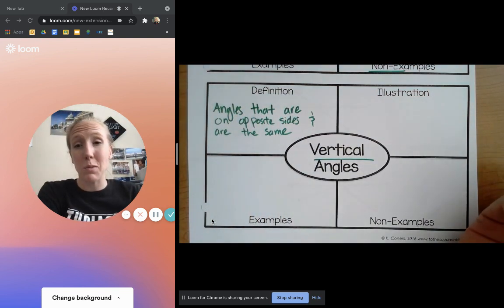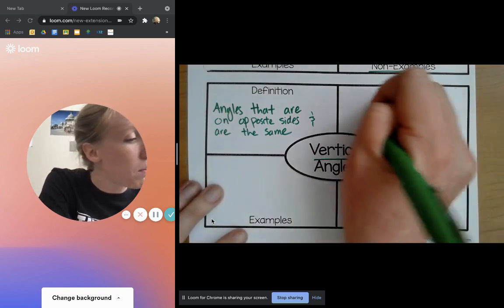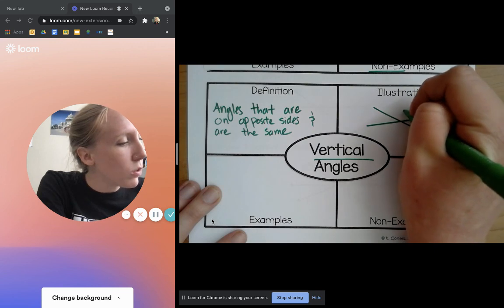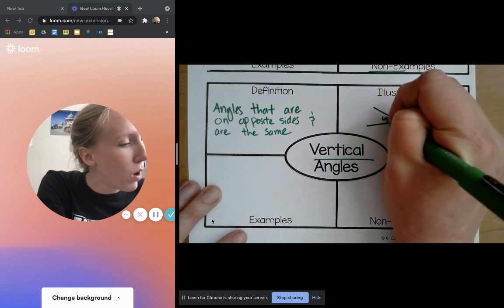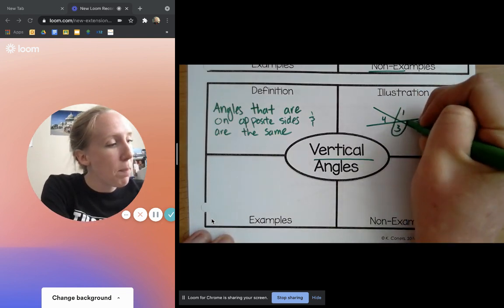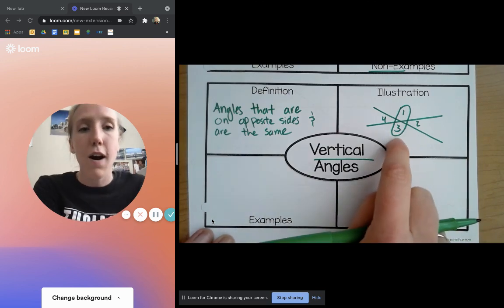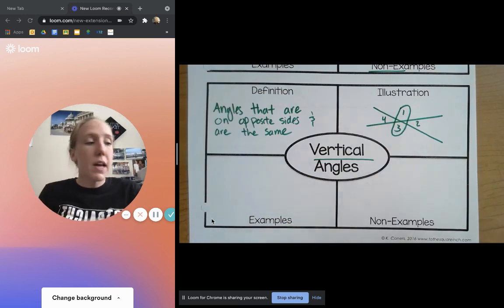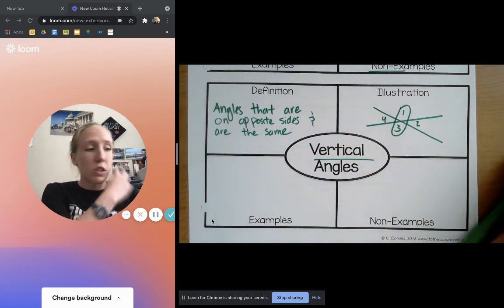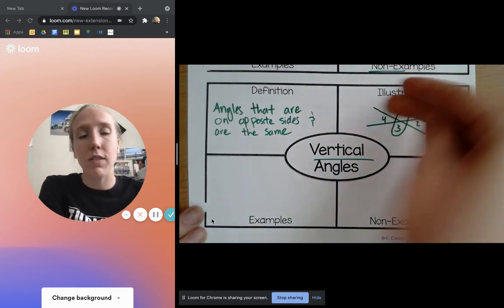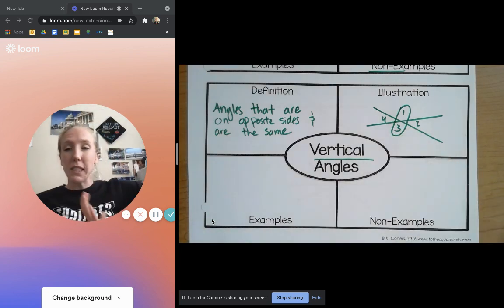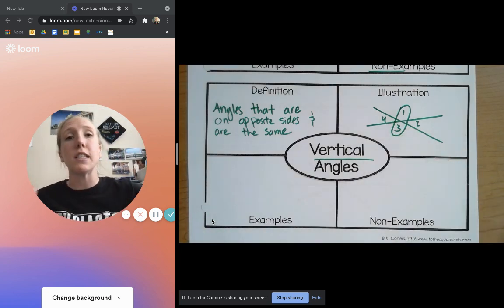So this probably sounds weird, angles that are on opposite sides and are the same, but let's look at a picture. If I have this, I have angles 1, 2, 3, and 4. Vertical angles are the angles that are on opposite sides, and you can tell that these are the same, the congruent, because this angle is open just as much as this angle. Vertical angles are kind of like a mirror image of itself. So angle 1 is kind of like a mirror image of angle 3. They're on opposite sides and they're a mirror image. They're the same, they are congruent.